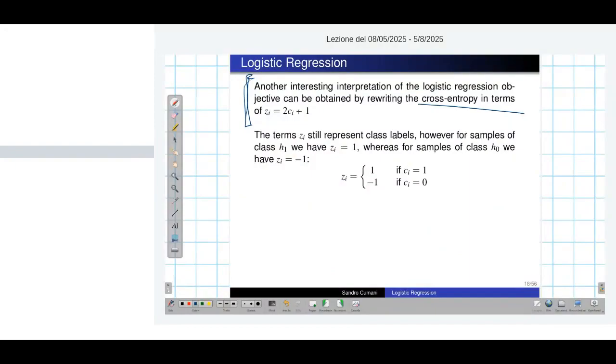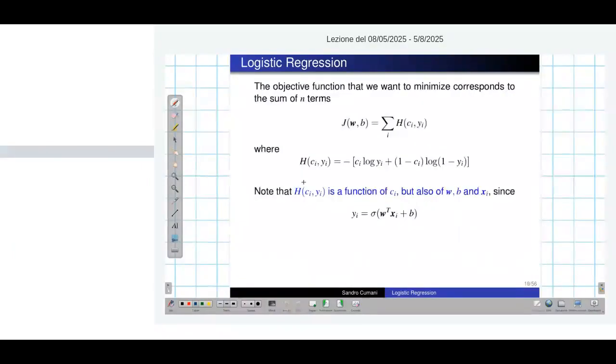Well, we rewrite the cross entropy, but now instead of using the original class labels, which were 0 or 1, we use a new labeling that is +1 for points of class 1 and -1 for points of class 0. So if the point was from class 1, we keep the label 1. If the point was from class 0, we use label -1. So this is the new labeling. We will see why in a moment.